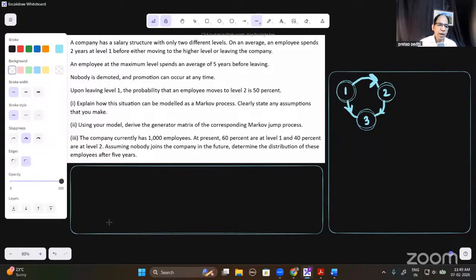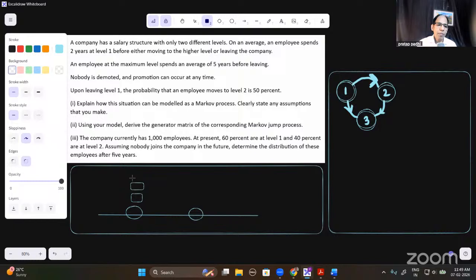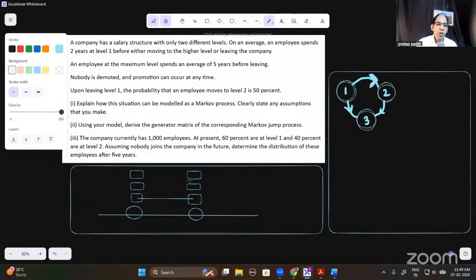If you do it this way, it's like this: 2 years at level 1, starting from 0. I am not worried about equal duration; I will see only when there is a change. So this is your waiting time, 2 years. The employee spends 2 years at level 1. That means the average waiting time is given: 1 by lambda 1, I will take 2 years.